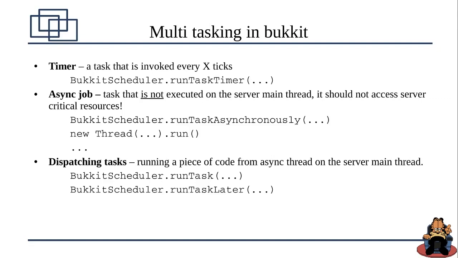Okay, next. Async jobs or threads. You can either use Java approach, new thread run, or bukkit scheduler run task asynchronously. Honestly, I see no practical difference in those two approaches. I usually use the run task asynchronously just so the code looks better. When you start an async job, the thread is not running on the server main thread.